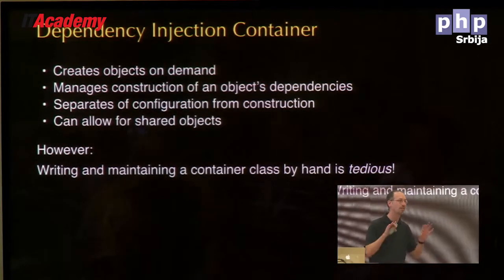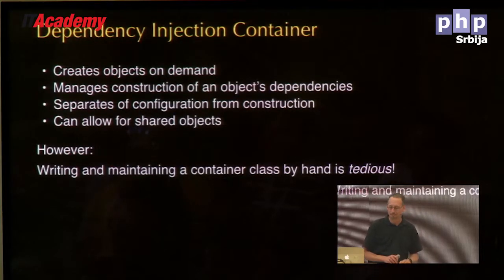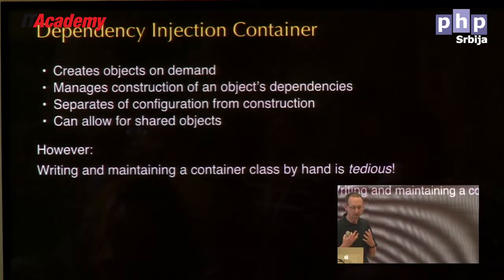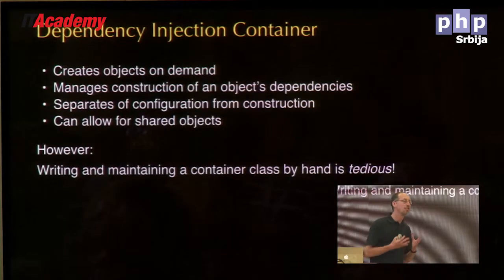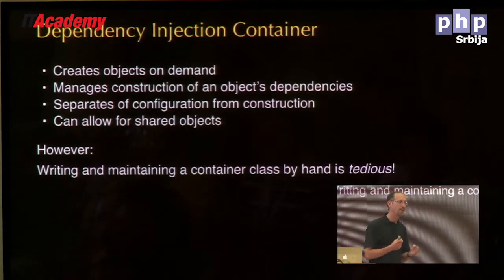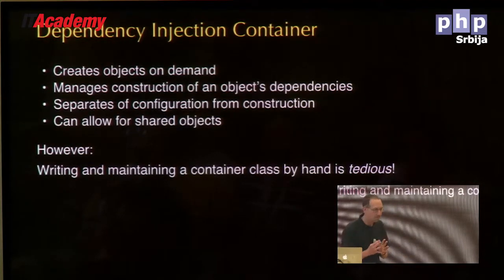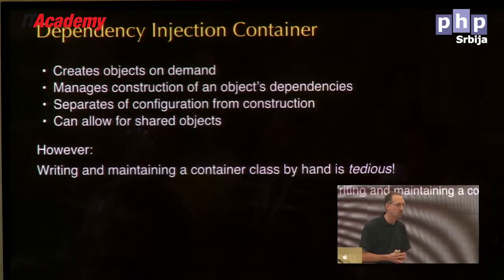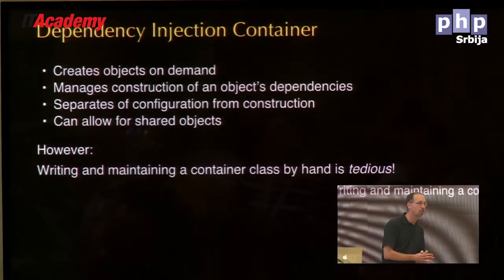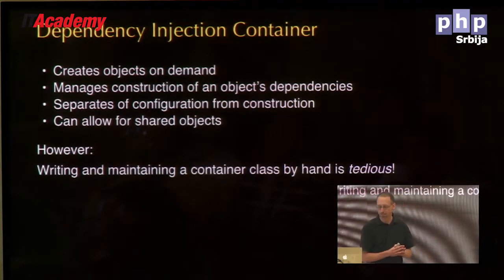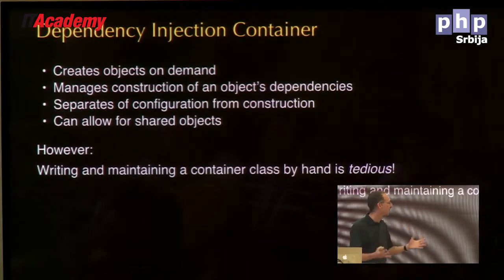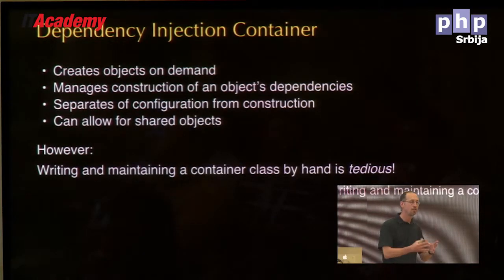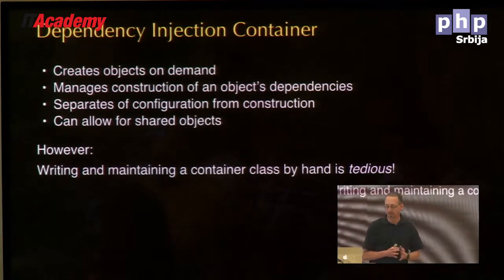You need an object, a container will give you one. It manages the construction of the dependencies of that object for you, so you don't have to deal with them at usage. It worries about separation of your configuration of those objects from the construction of those objects. And obviously, as I've seen, we can create shared objects that are used as dependencies for other objects.